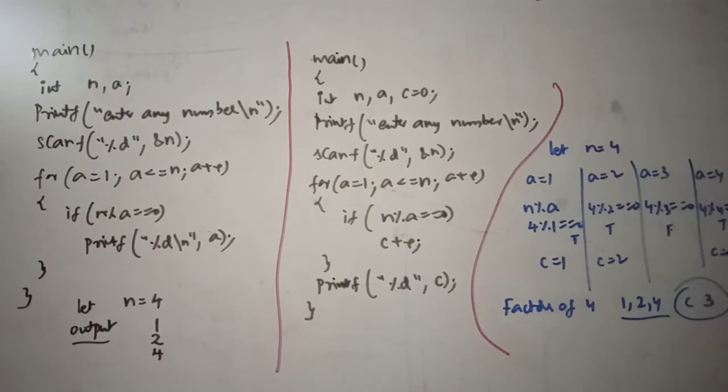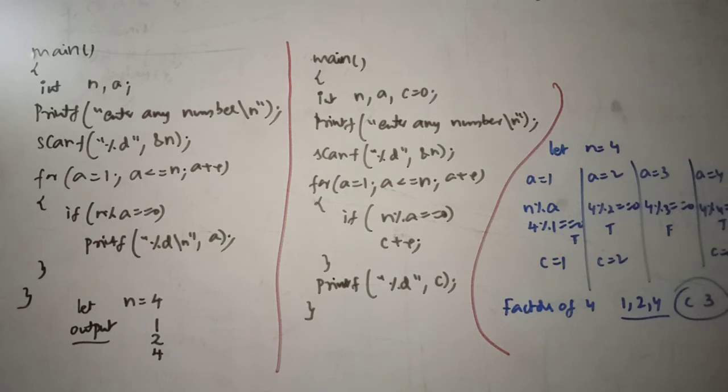Look at this program. There is a change in the if condition. If n mod a equal to 0, printf a. Now, this is not even odd. There is some other condition: n mod a equal to 0.